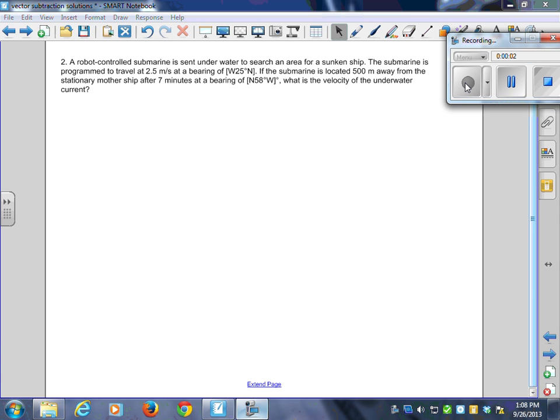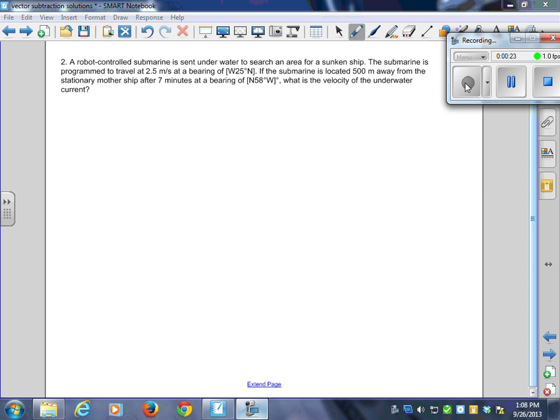Okay, so the second harder vector subtraction question is very similar. A robot-controlled submarine is sent under water to search an area for a sunken ship. The submarine is programmed to travel at 2.5 meters per second at a bearing of west 25 north. The submarine is located 500 meters away from the stationary mothership after 7 minutes at a bearing of north 58 west. What is the velocity of the underwater current?